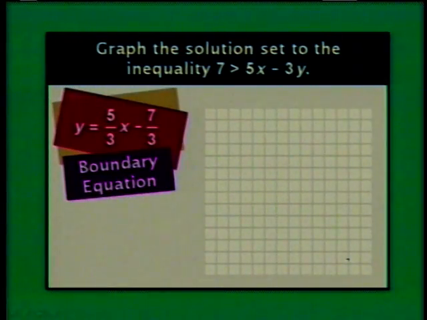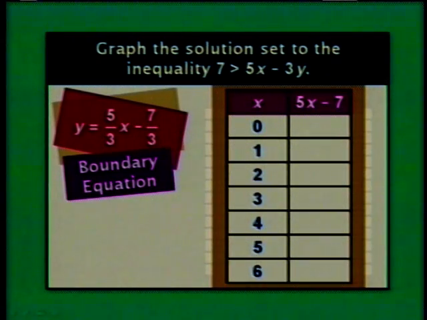When graphing the solution set, the first issue is, where does the boundary line lie? Well, thinking about things I discussed in the last example, the first thing I want to do is come up with a point where both coordinates are integers. Now, since both fractions on the right side of the equal sign have a denominator of 3, I could write the right side of the equal sign as (5x minus 7) over 3.